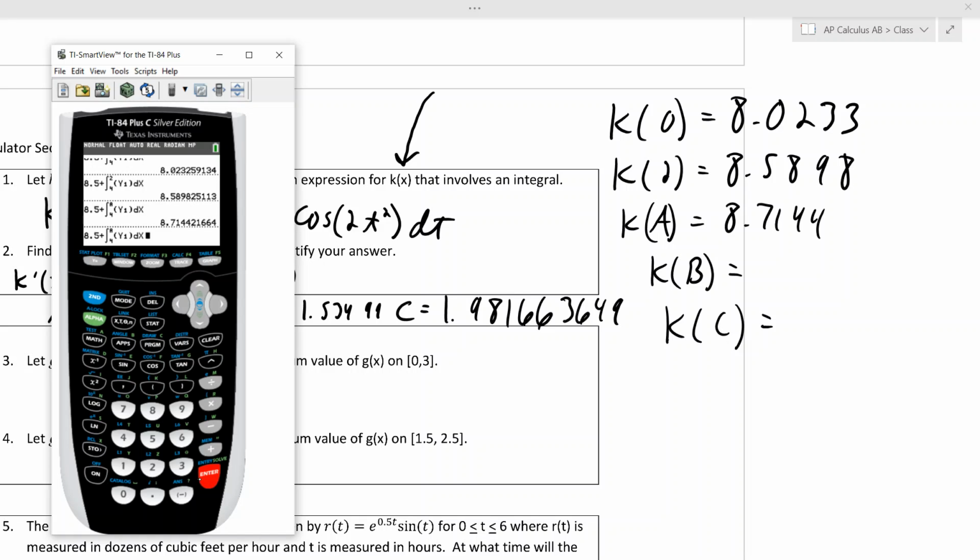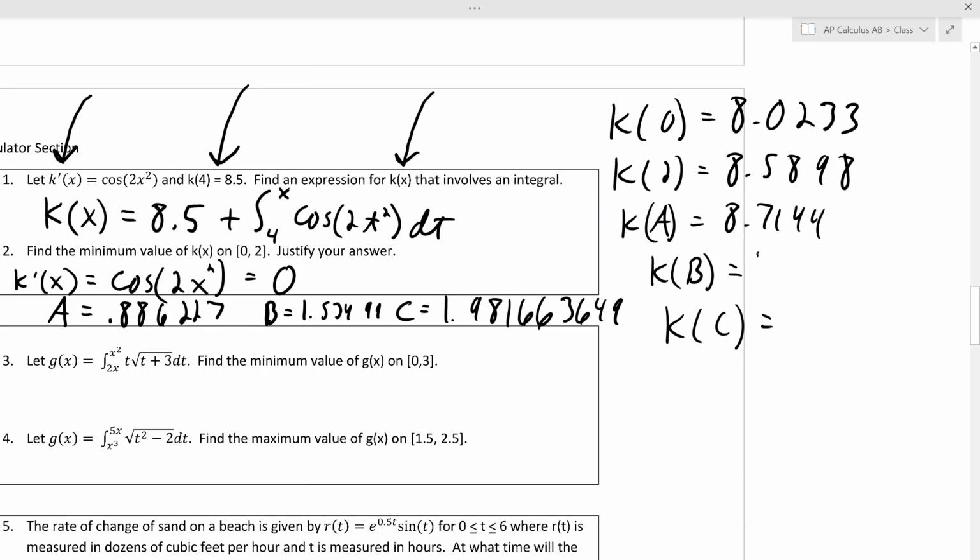Second entry. Go back and we'll find B. Now B is going to be a minimum, but the question is, is it going to be less than k of 0? And it happens to be 8.3078.